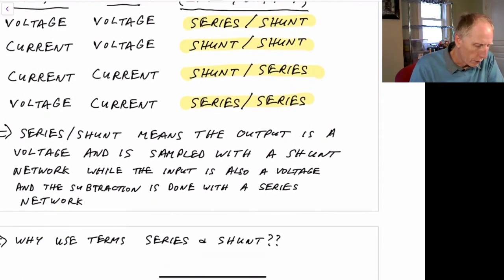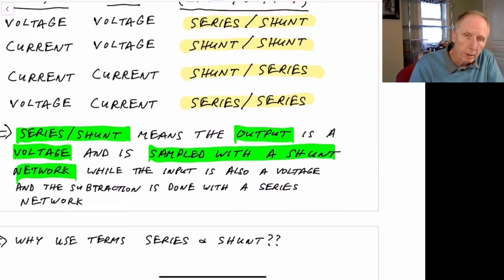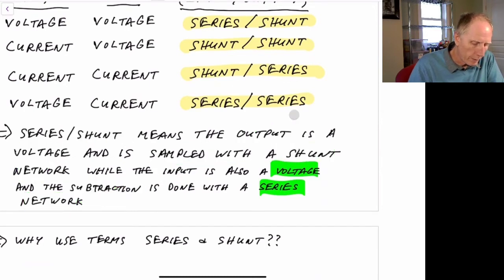So the series shunt here would mean that the output is a voltage, and it's sampled with a shunt network. The input is also a voltage in this case, and the subtraction is done with a series network. So then your question may be, well, why are we using this terminology, series and shunt?